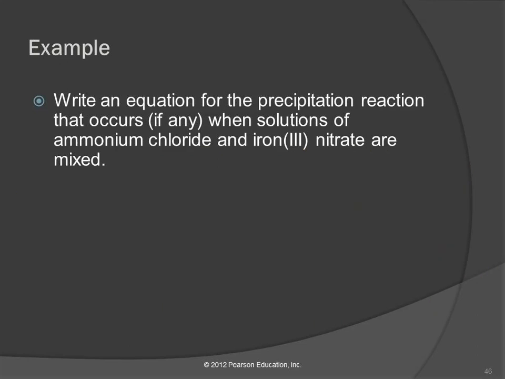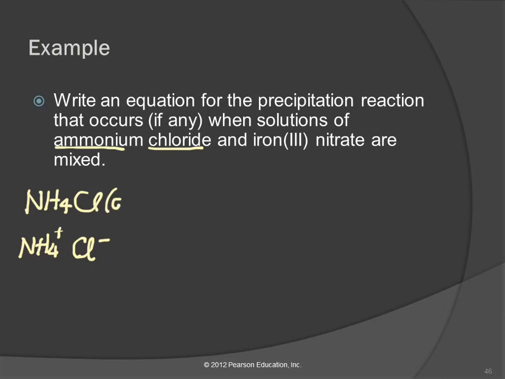Let's do another one. Mixing ammonium chloride solution and iron 3 nitrate solution. So again, we need the ions, and then we're going to make the formulas. So ammonium is NH4 plus, chloride is Cl minus. So that will go together as NH4Cl. But that's aqueous, because we're told it's a solution. You could also look it up in the table.